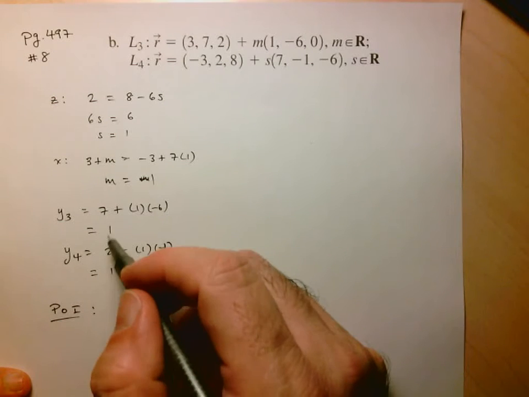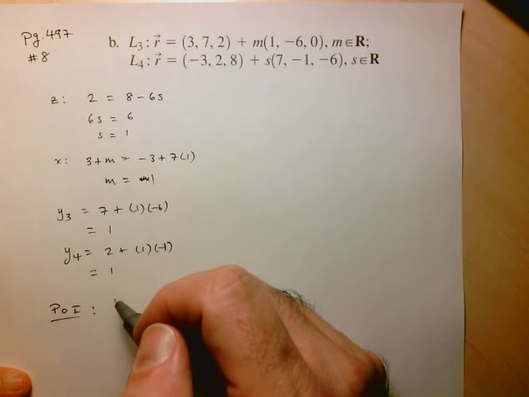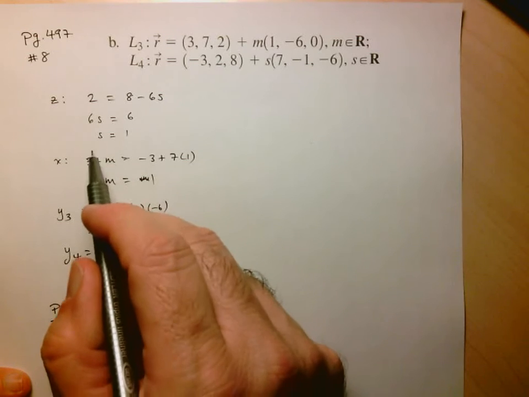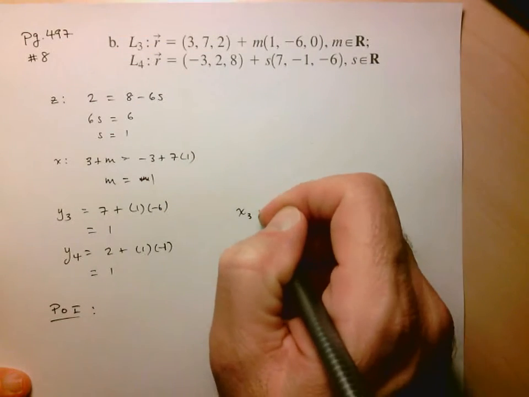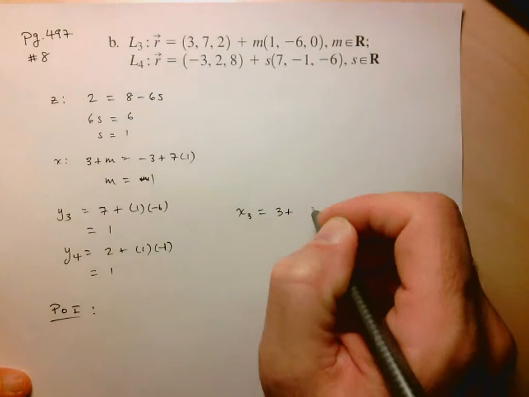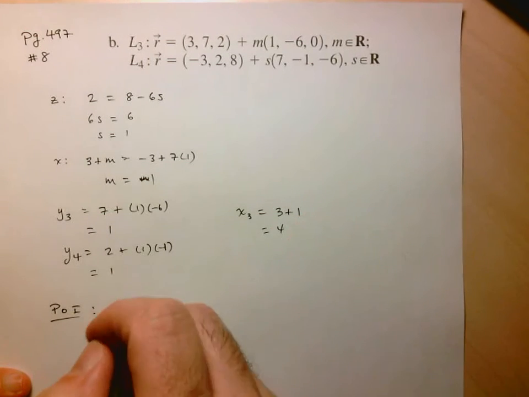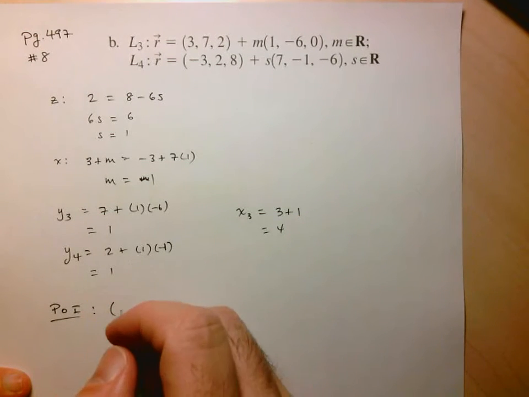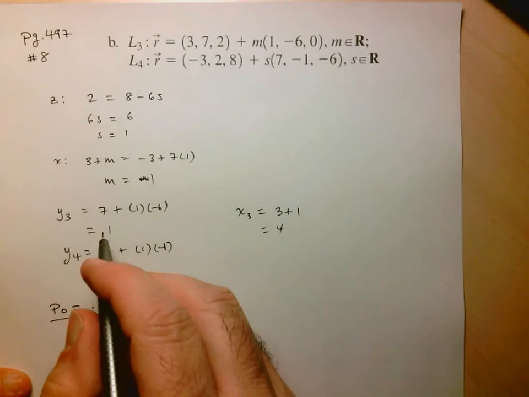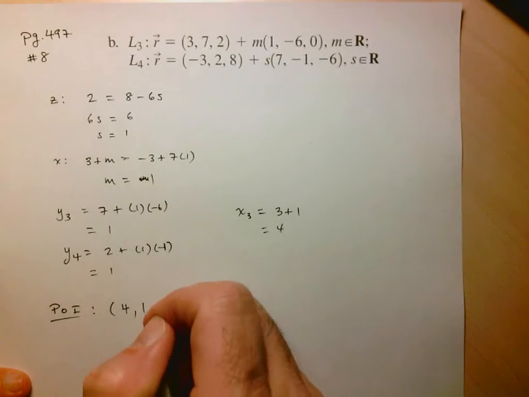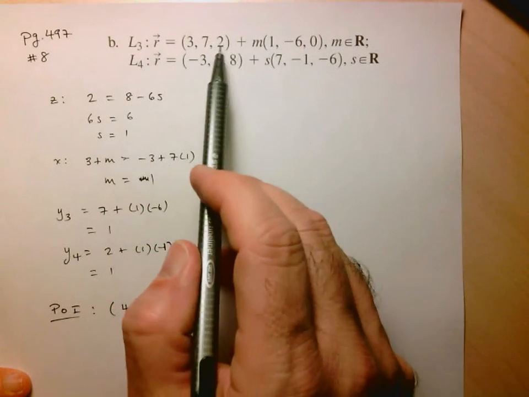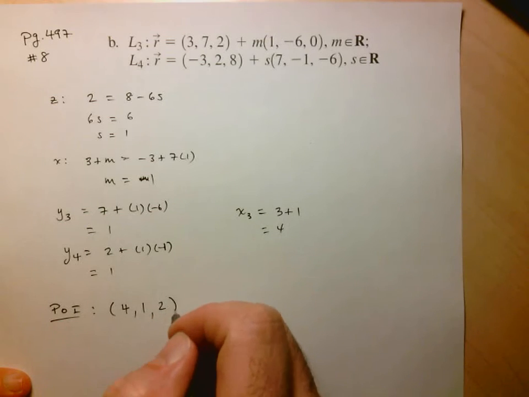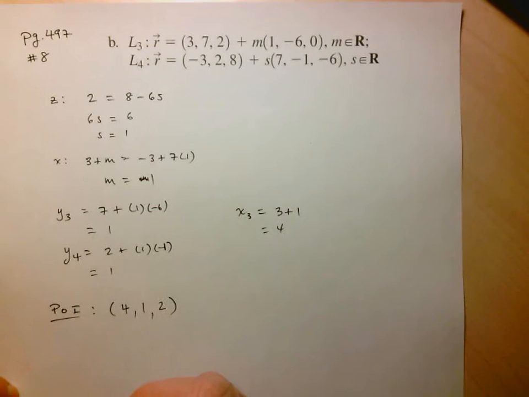We know the y value is equal to 1 already, so let's determine the x value. I can use 3 plus m from the first equation, so x is just 3 plus m, which is 1, so 4. Our x component is equal to 4. Our y component we already saw is equal to 1. And our z component, from the first equation, has to always equal 2. So there's our point of intersection.